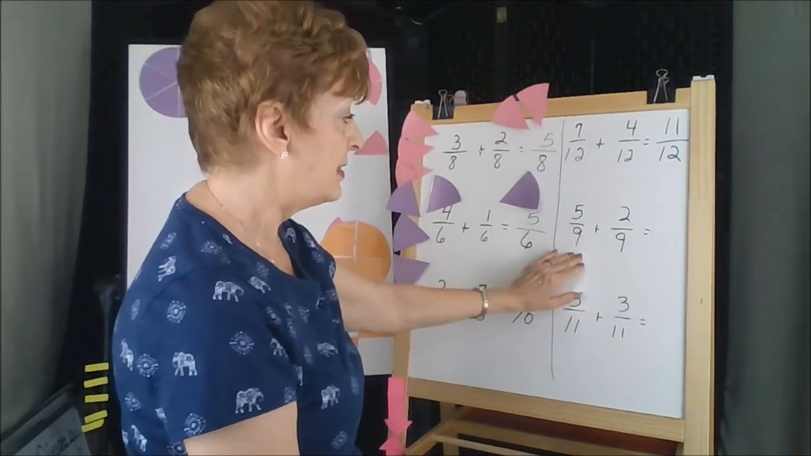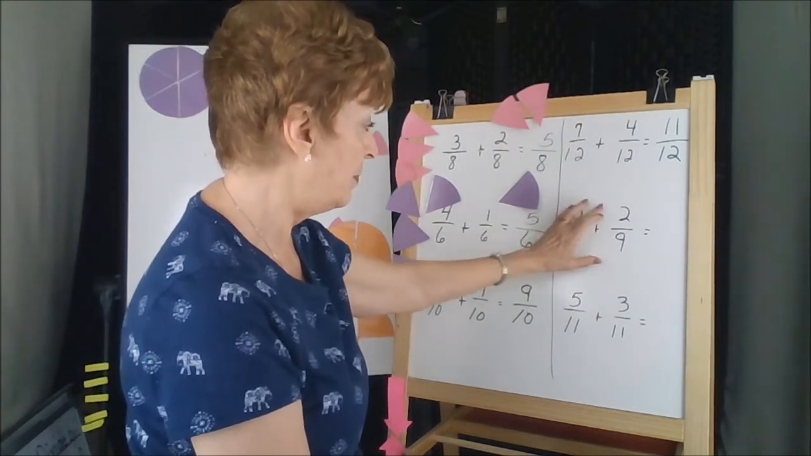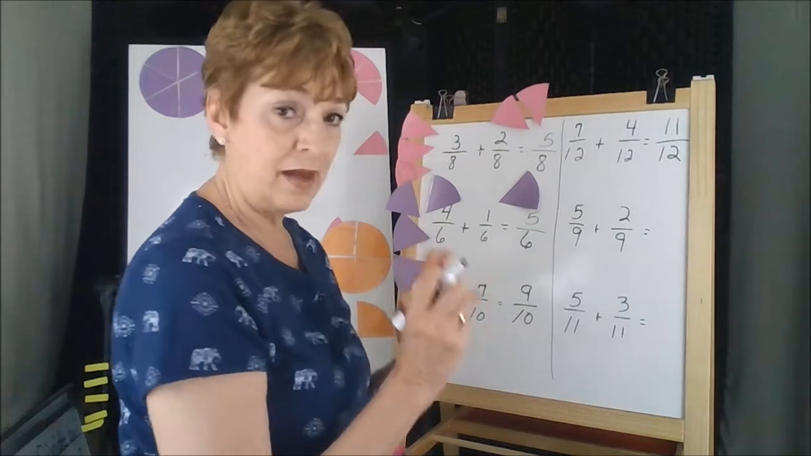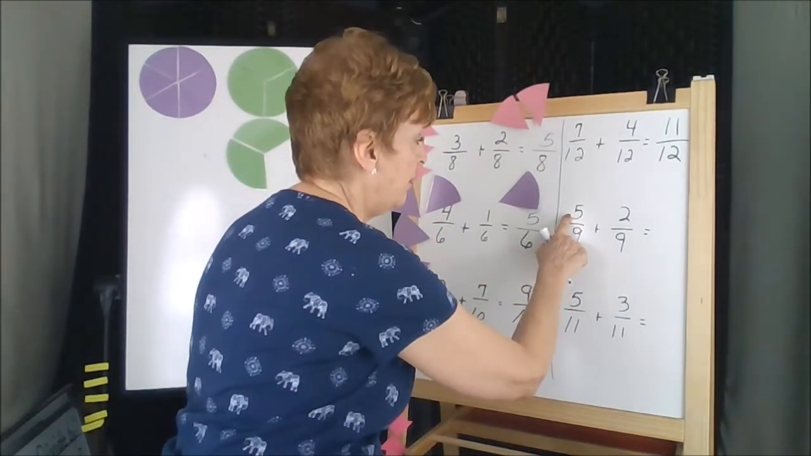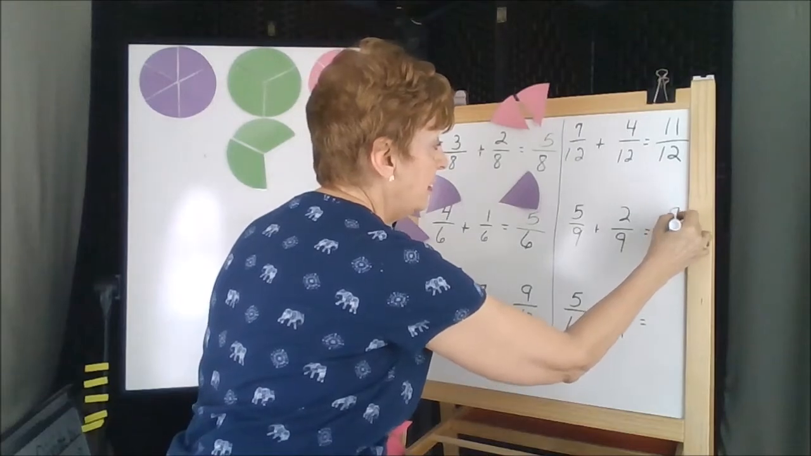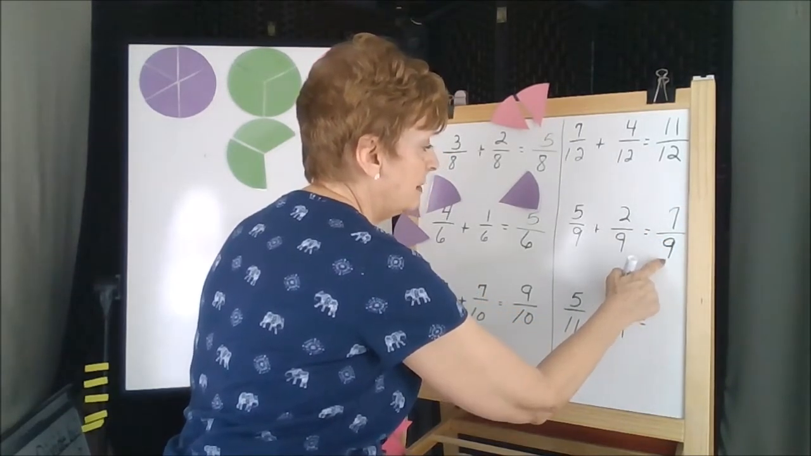The ninths are the same, the denominators are the same. So both of these pieces have the same size to the shape. 5 plus 2 is 7. Copy the size of the piece.